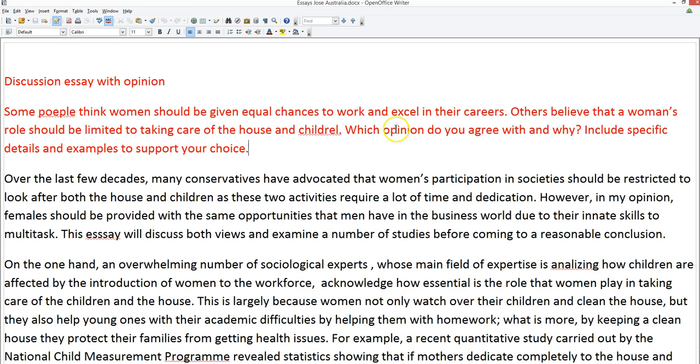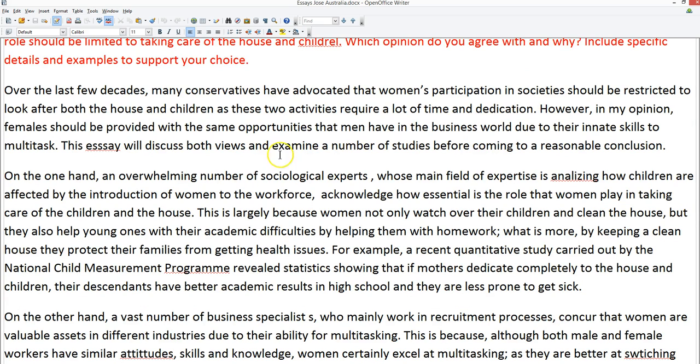So, I've got this overly long introduction. However, in my opinion, it skills to much test. So, now we have an opinion, we have a thesis statement here. Okay, that's good. Now, we don't really have an outline. This essay will discuss both views. Well, it's not a discussion.